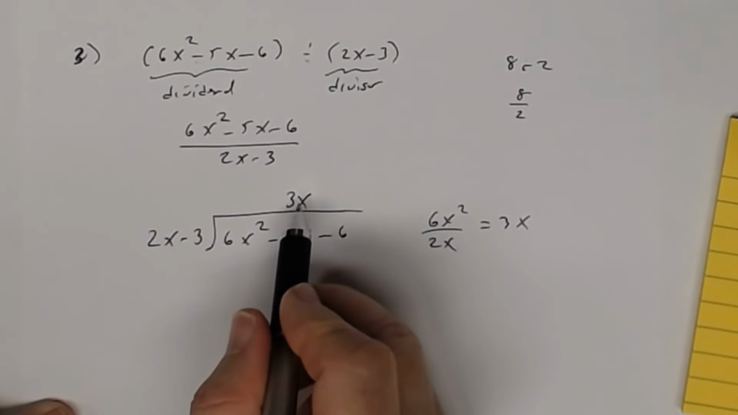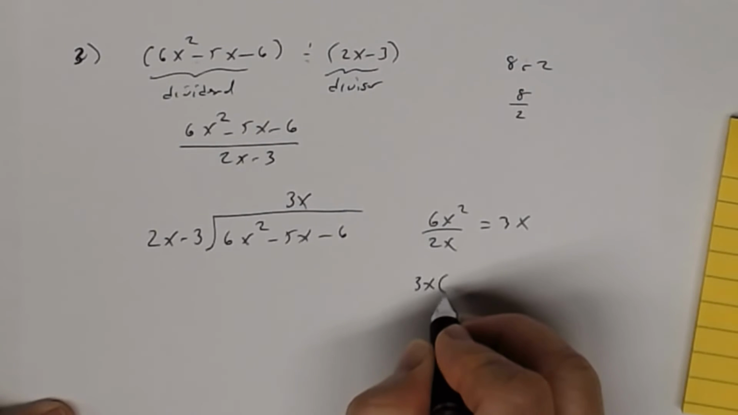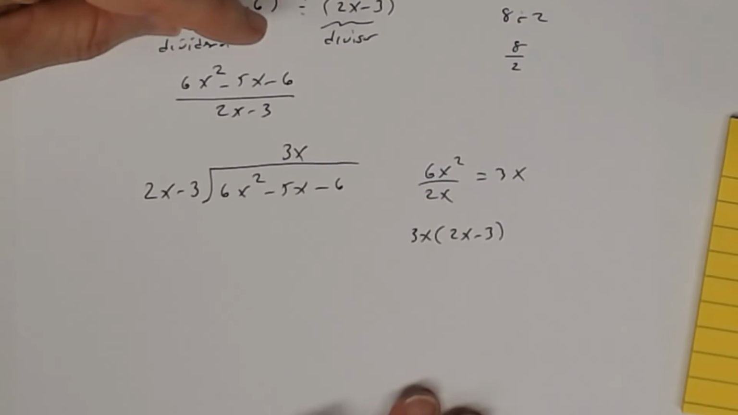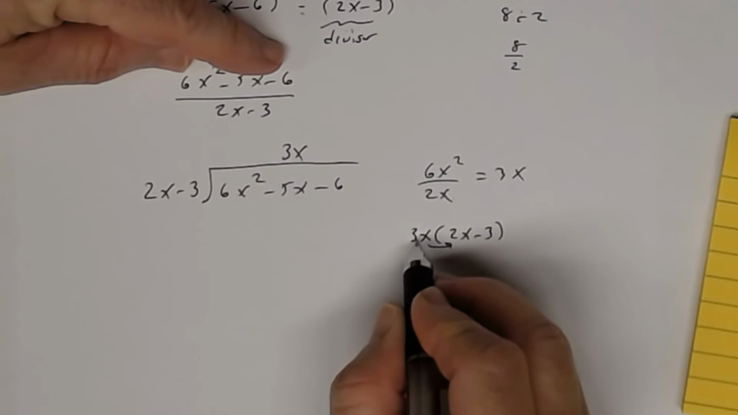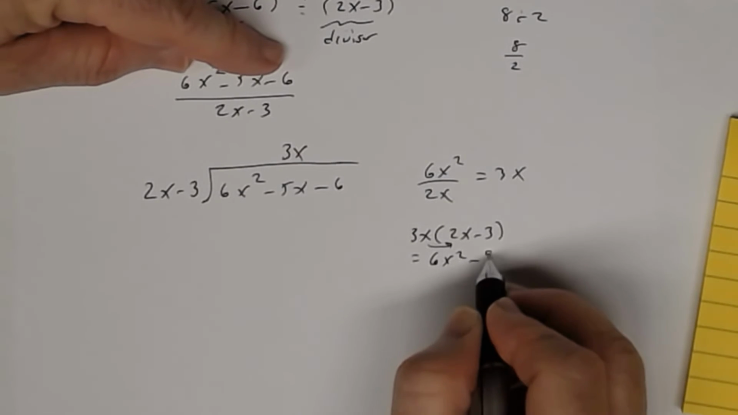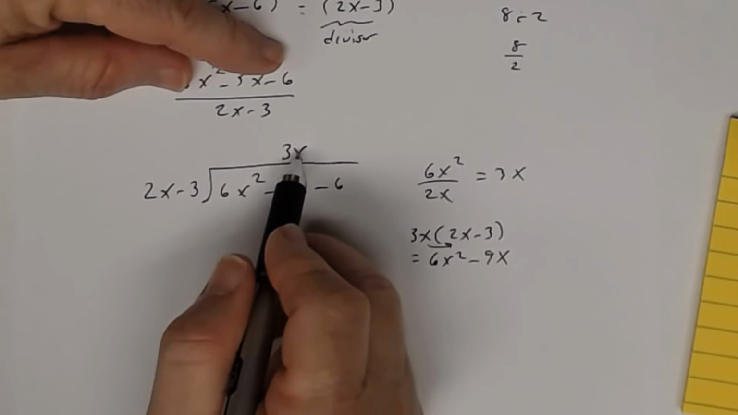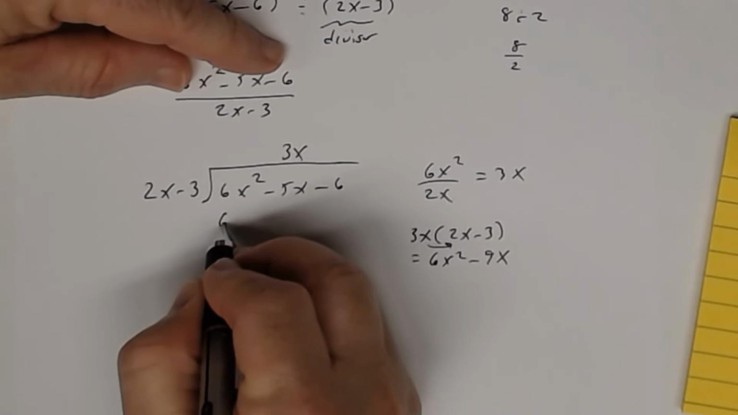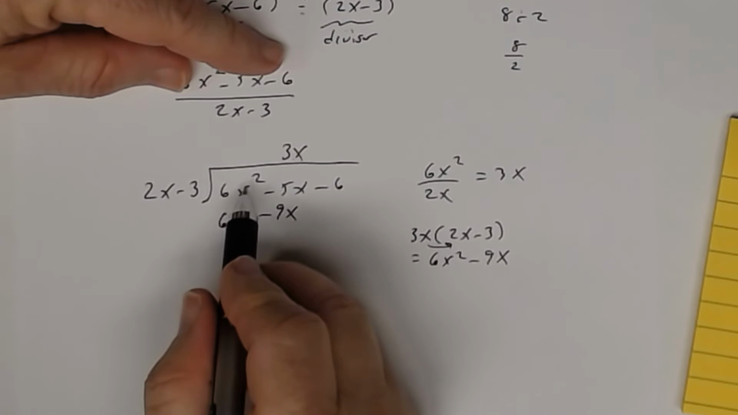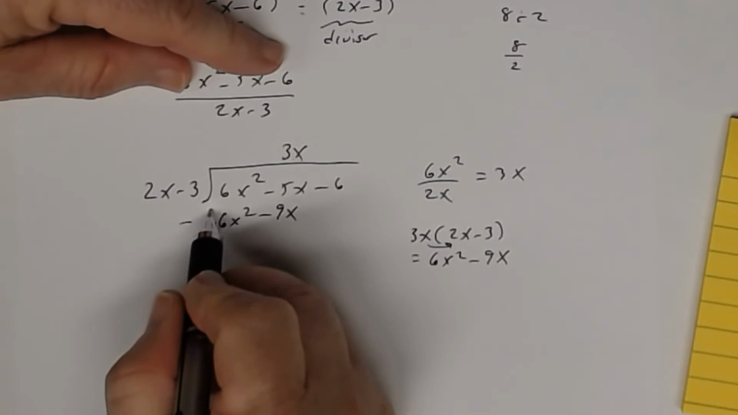And then we multiply 3x times 2x. So I'm basically saying 3x times your divisor. If you need to write it out, you write it out. And so then you distribute: 3x times 2x is 6x squared. 3x times a negative 3 is a negative 9x. Or you can do it mentally. If you're doing this correctly, those two terms here have to be identical. Then we're going to subtract.